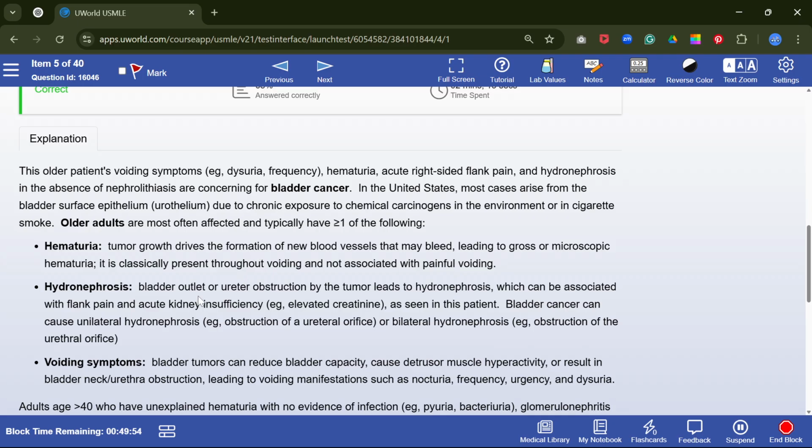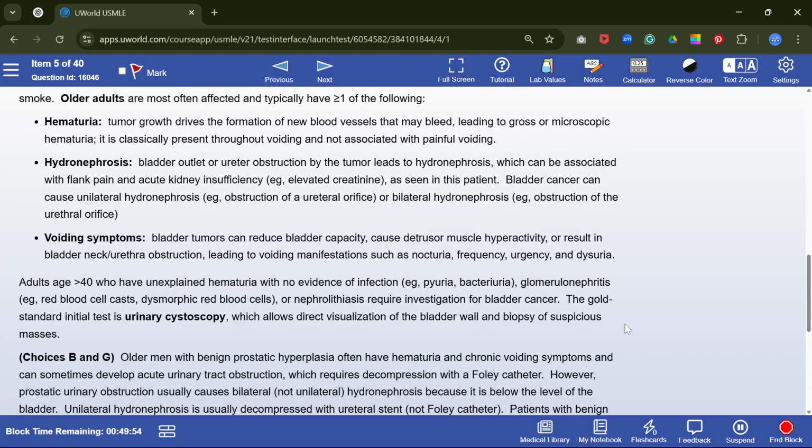Hydronephrosis: bladder outlet or ureter obstruction by the tumor leads to hydronephrosis, which can be associated with flank pain and acute kidney insufficiency, elevated creatinine as seen in this patient. Bladder cancer can cause unilateral hydronephrosis, obstruction of the ureteral orifice, or bilateral hydronephrosis, obstruction of the urethral orifice. Voiding symptoms: bladder tumors can reduce the bladder capacity.